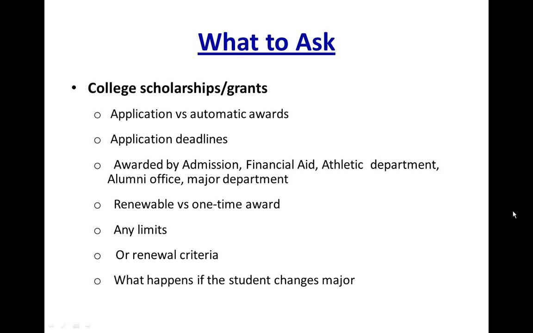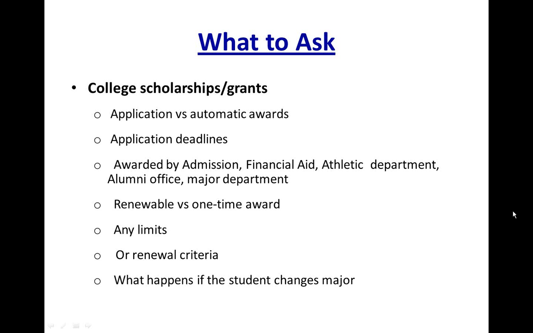Families should ask each college and university about its specific policies and procedures regarding college scholarships and grants. Is there an actual application, or are scholarships awarded automatically based on the admission application? What are the application deadlines? Are the funds awarded by different departments on campus, such as admission, financial aid, the athletic department, and alumni office, by the department major?